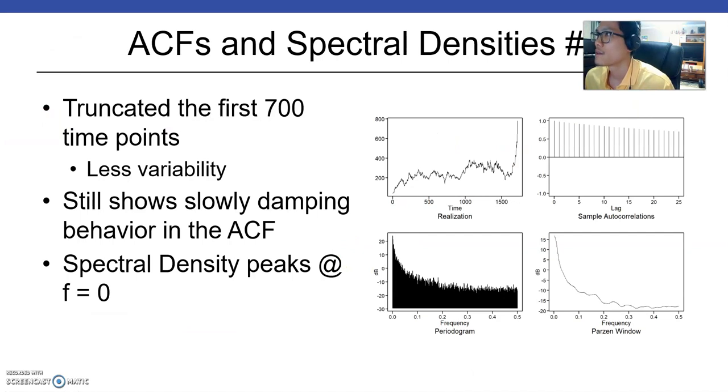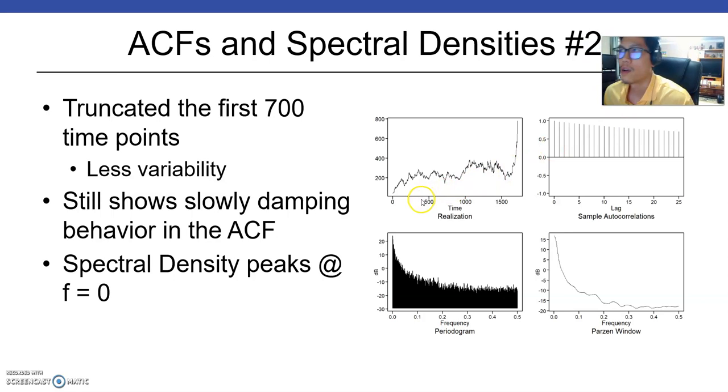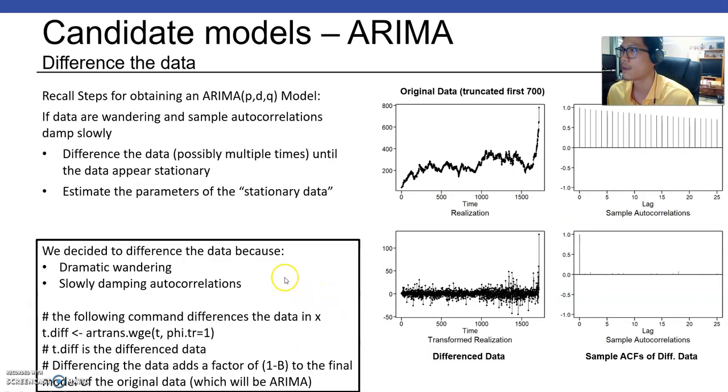For this study, we've decided to truncate the dataset. We've removed the first 700 time points of the dataset. The first 700 time points contained data that were not consistent with the rest of the dataset, and so we chose to focus on the most recent data. The ACFs and spectral densities appear to behave largely the same.